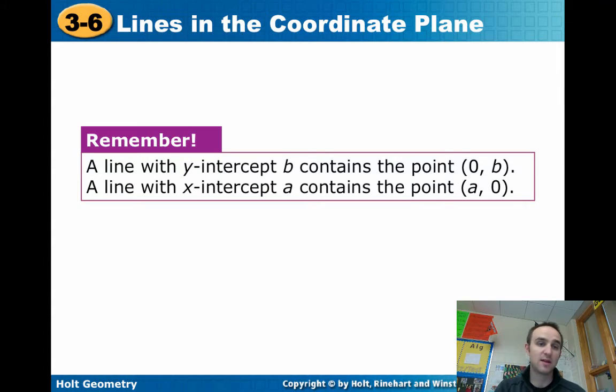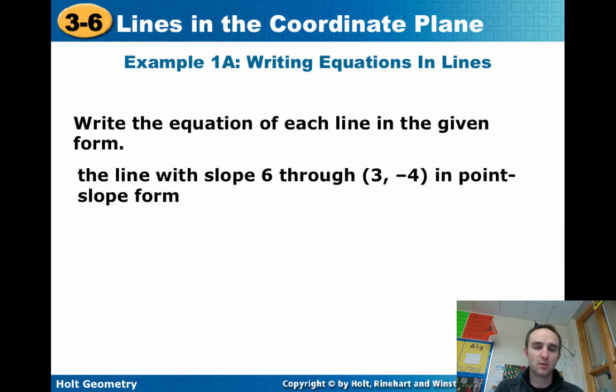Just a reminder that y-intercept of b is 0, comma b. If they give you the x-intercept, that's the intercept, comma 0. So we can create points out of those x and y-intercepts. That's going to be important moving on. So here we're going to start writing the equations based on some information that they give us. Here they give us a slope is 6 and they give us a point. They want point slope form.